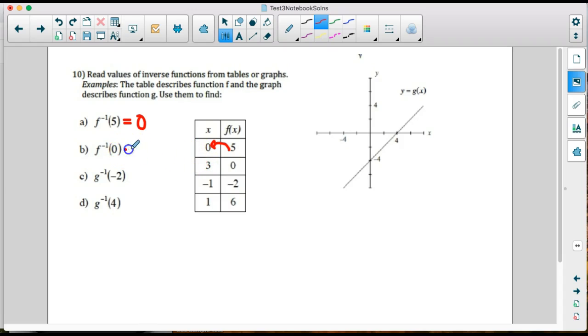We do the same thing on the graph, and we'll do that on the graph as well. So on this one, we're going to look for the 0, which is the second term. We're going to read back. So the answer to inverse of 0 is 3.